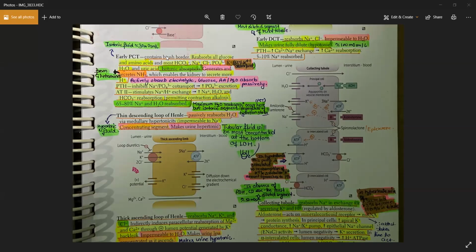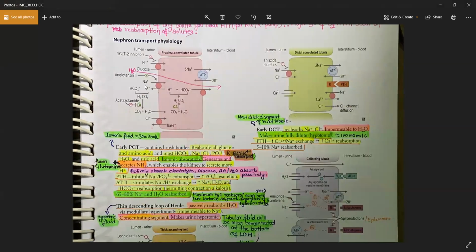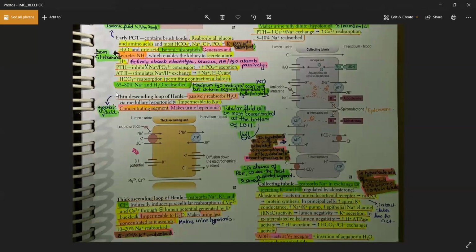So I told you, when the urine enters here, it will be isotonic. Again, when it leaves the PCT, it will be isotonic. When it enters the thin descending loop of Henle, it is still isotonic. But when it passes through the descending loop of Henle, the water will get passively reabsorbed. And please note, it has no transporters, no channels, nothing, right? Only the water gets reabsorbed in the thin descending loop of Henle. Because of the reabsorption of water, the concentration of all other solutes will increase, and so you will get a very high concentration of solute.